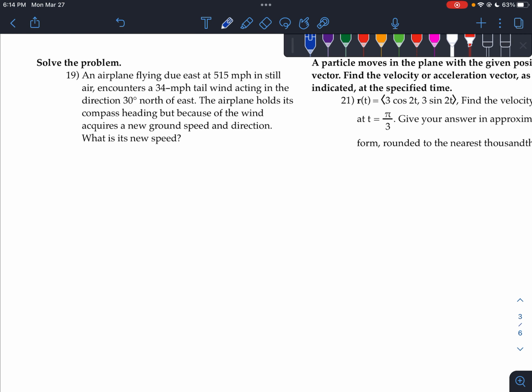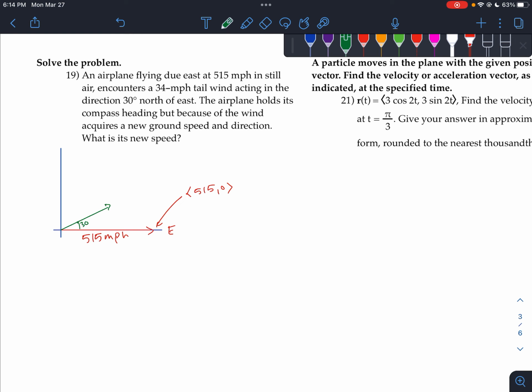So if I make a quick sketch of these vectors, what's going on here? First of all, we have the airplane flying due east. So this will be east. It has a magnitude of 515 miles per hour. That means this vector component is (515, 0). And then we have the tailwind, which is acting 30 degrees north of east.